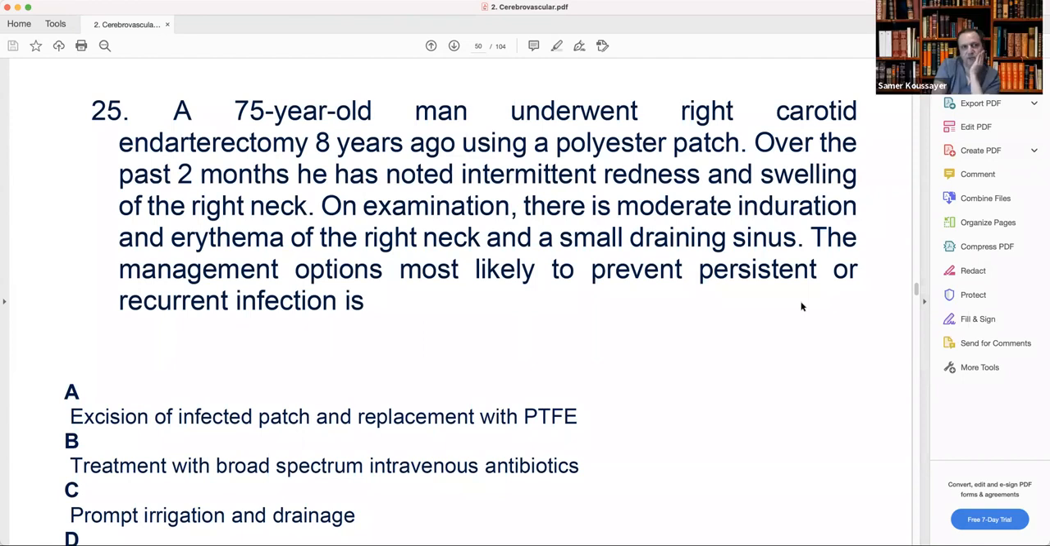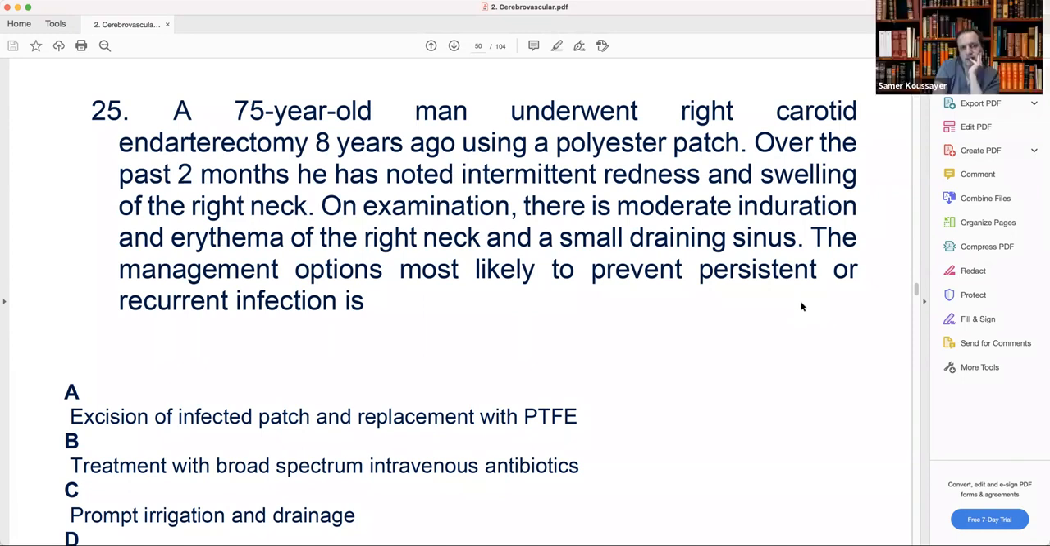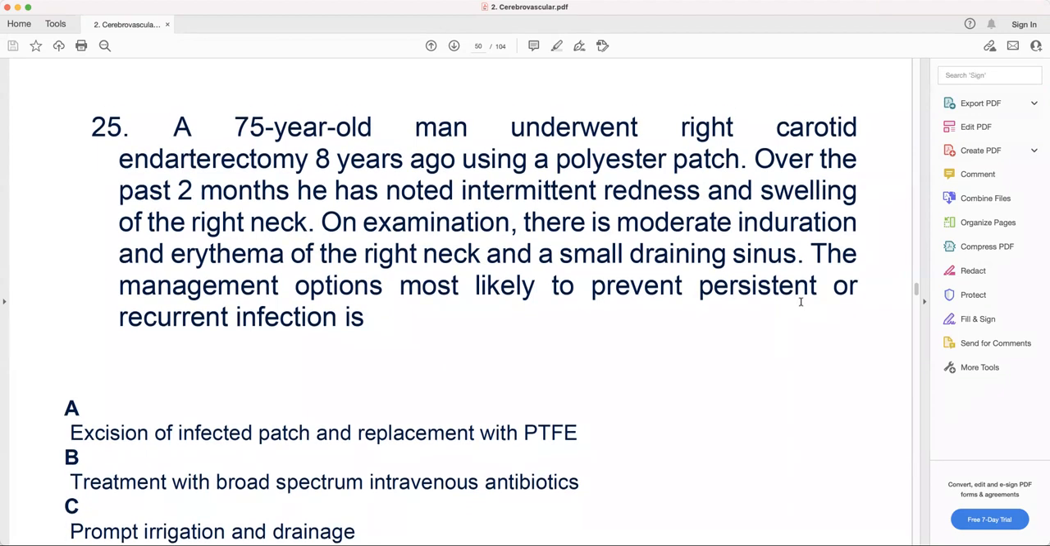So what do we have here, Sam? Artificial, polyester patch. Yeah, so it's an infected foreign body. We spoke about it in the previous question. So I think we need to resect or put a venous patch.